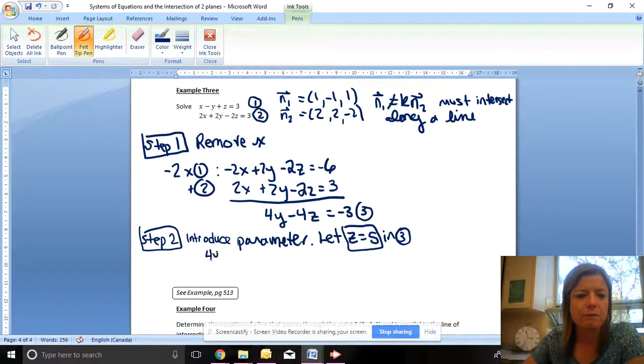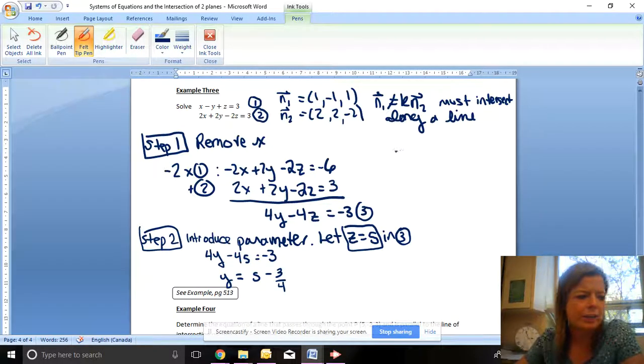So we get 4y minus 4s now equals -3, and then we're going to change that to y equals s minus 3/4. Okay, so we've just rearranged. All right, I hope I have enough room. On my sheet I do, but with the trackpad, I don't know.